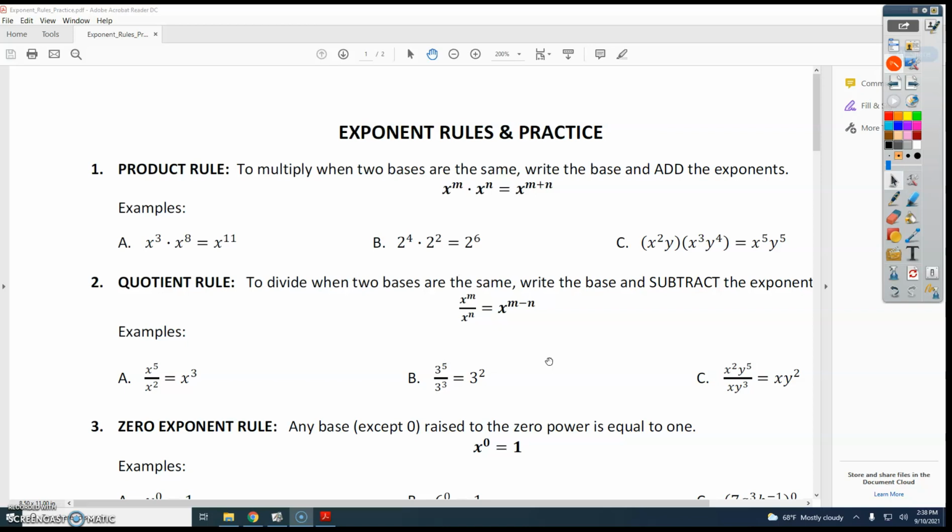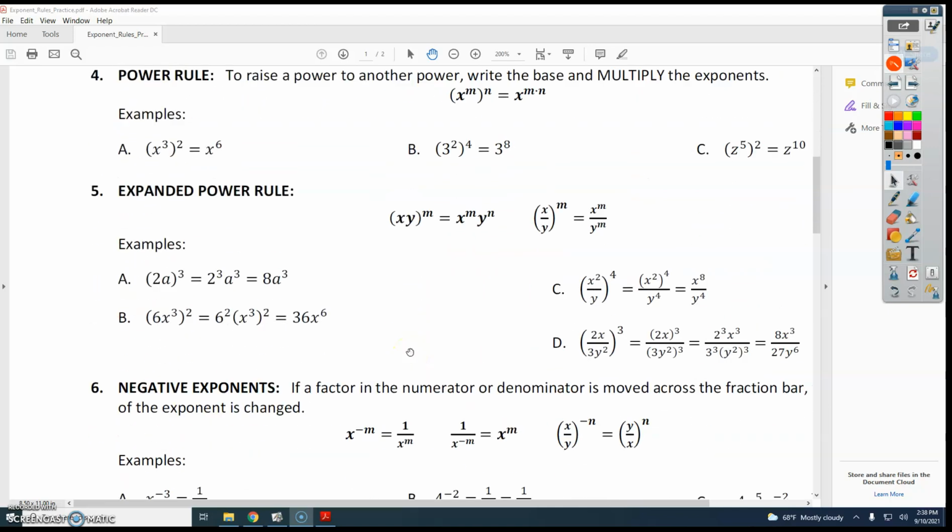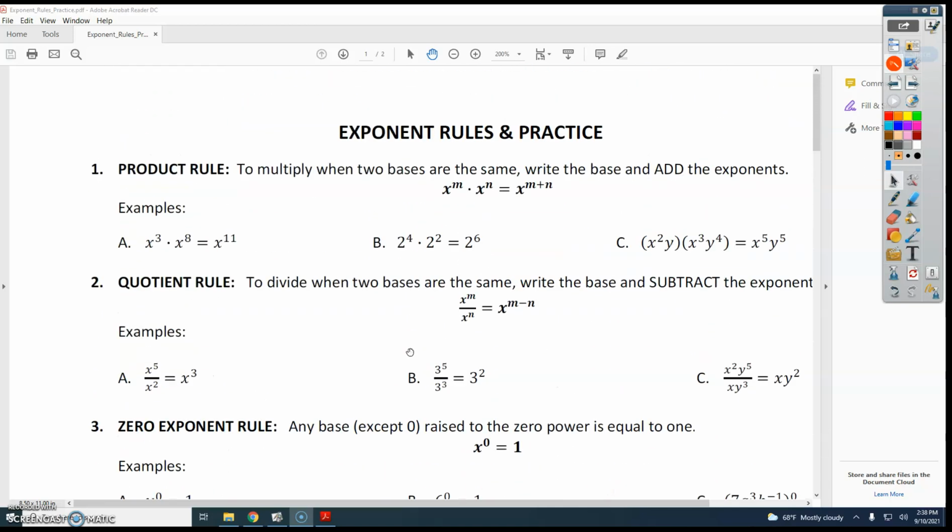Now, I'm going to jump ahead a little bit, and I'm going to talk about exponent rules. We'll do some practice after that, but there's like 5 basic exponent rules, which you see here, actually 6. So I was fibbing a little bit there.